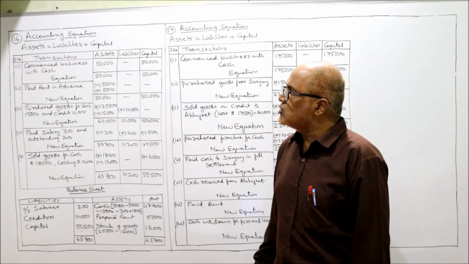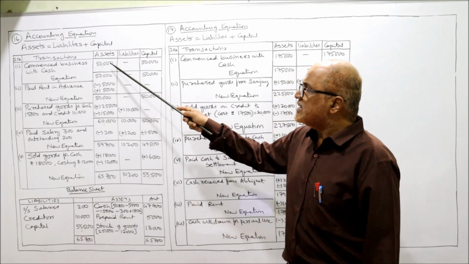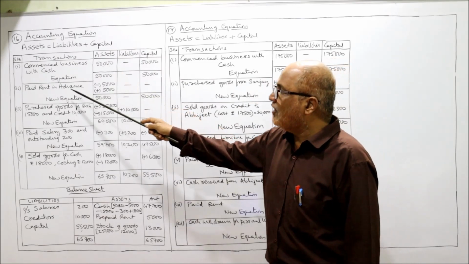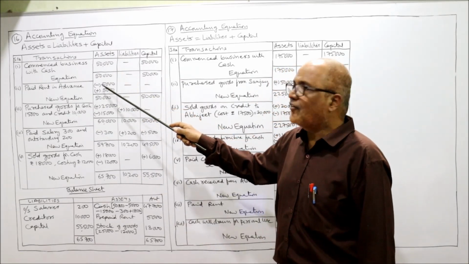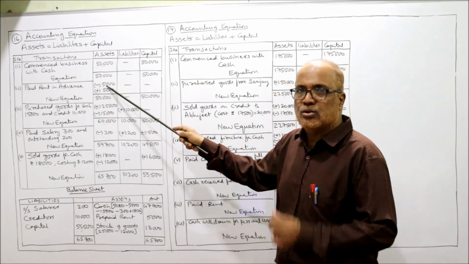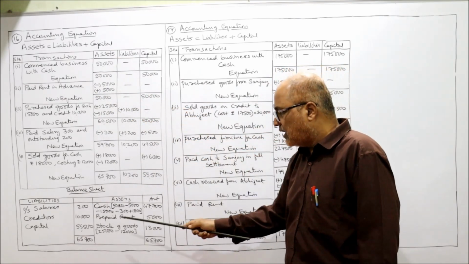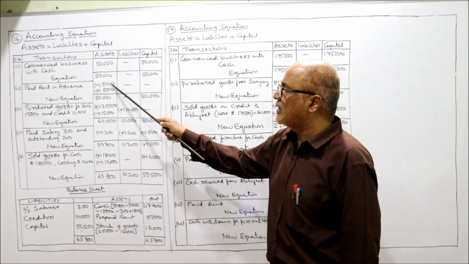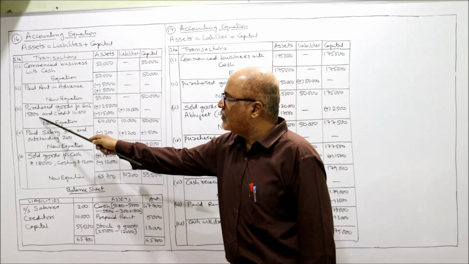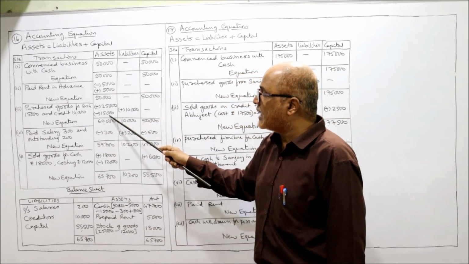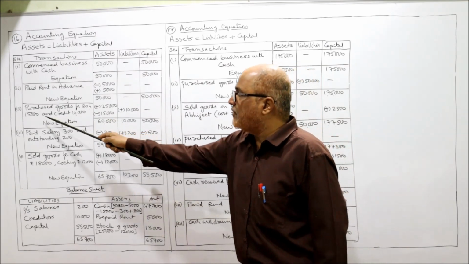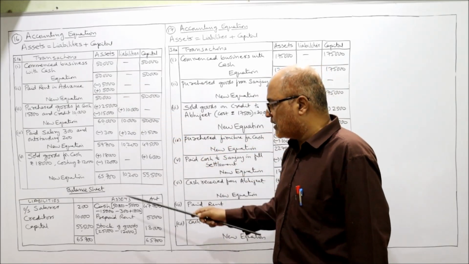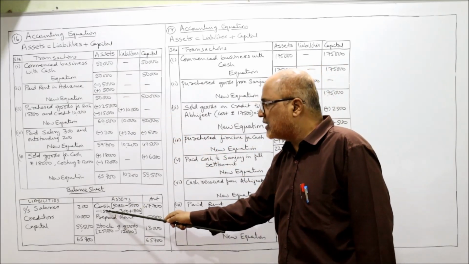Now cash balance. How much is the cash balance? We have to see. From the beginning, first 50,000 rupees cash has been invested by the owner, 50,000. Then we have paid the cash 5,000, rent paid in advance 5,000. So from 50,000 deduct 5,000. Then purchased goods for cash 15,000, minus 15,000. Cash is paid. So 50,000 minus 5,000 minus 15,000.